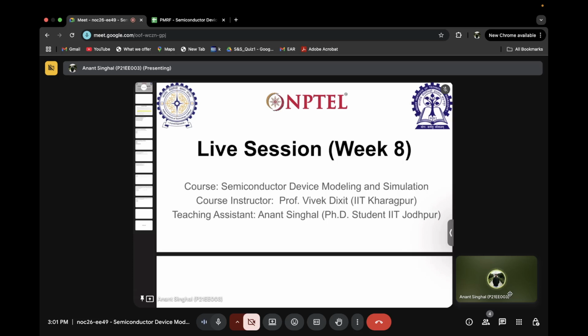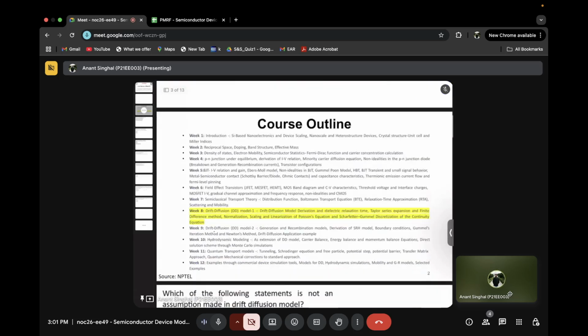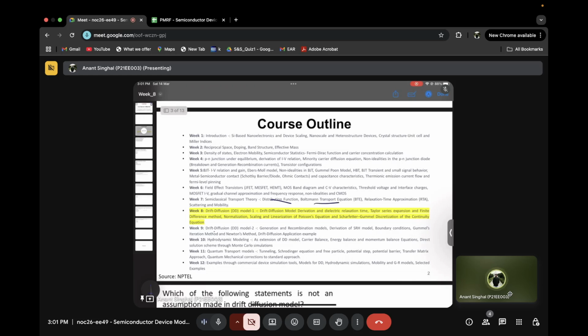Before we move forward, let's see the course outline. We have reached the modeling part of this course, because in the last week we also discussed some of the equations in the modeling aspect, such as the distribution function. We discussed the Fermi Dirac distribution function. Then we also discussed very briefly the Boltzmann transport equation. RTA is very straightforward, so there's a derivation present in the theoretical lectures. If you want an in-depth analysis, you can check that, but it is very straightforward, so I did not cover it. And at last, we covered some of the concepts of scattering and mobility and how they happen in an actual semiconductor device.